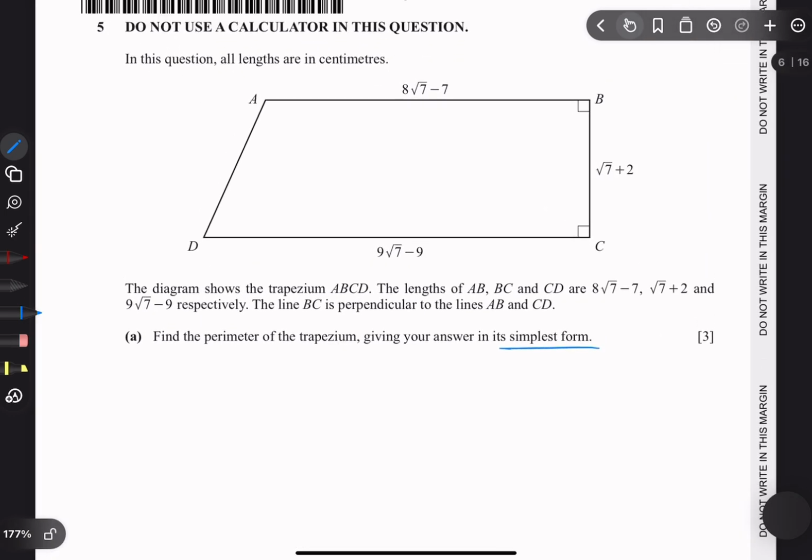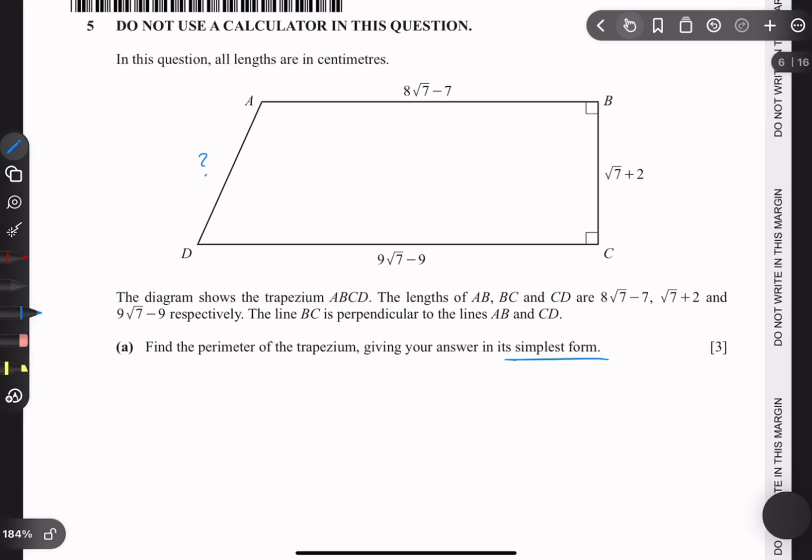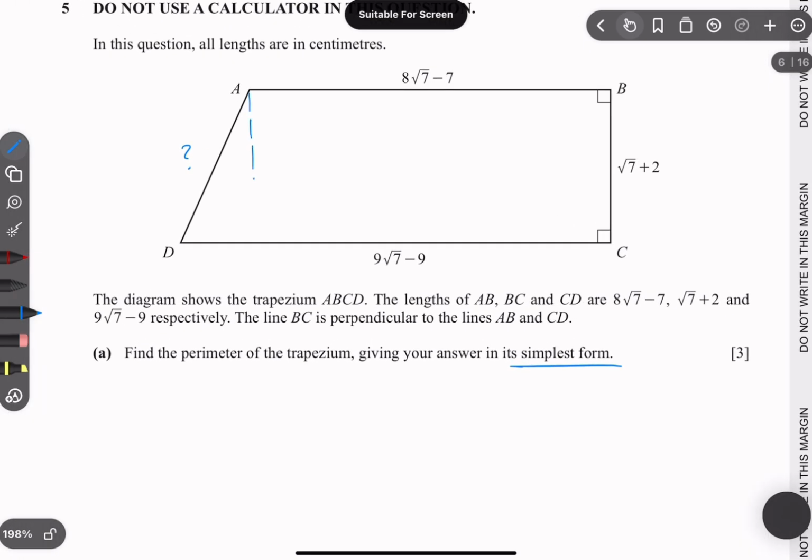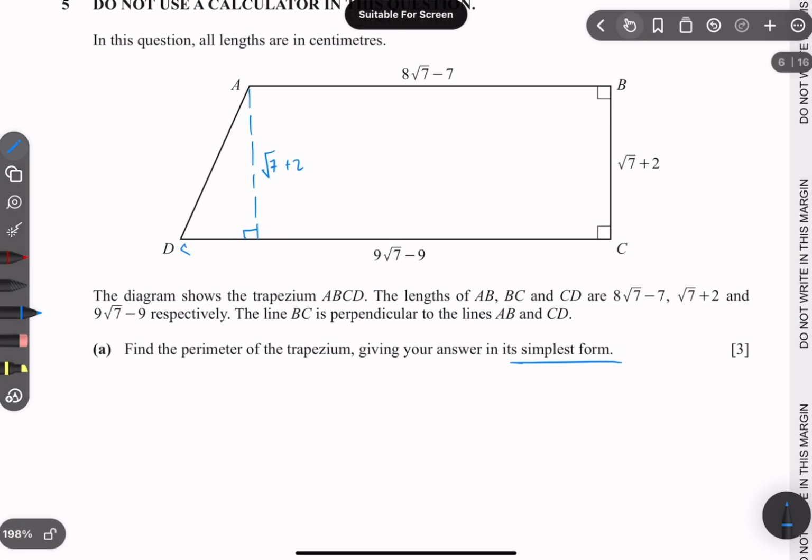Okay, so first we should use all the information we have from the question and label in the diagram. Since we want to find the perimeter of this ABCD, we don't have AD, we can use this right angle triangle here. And we know this part is root 7 plus 2. And we can find this length.